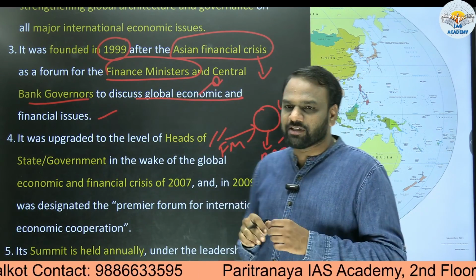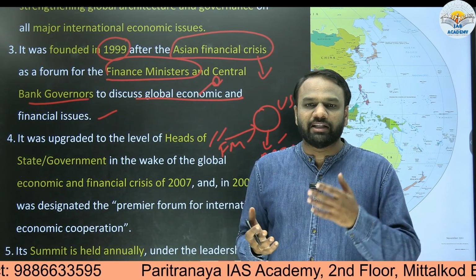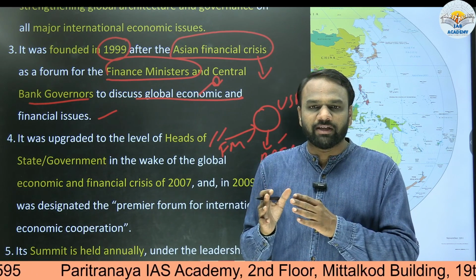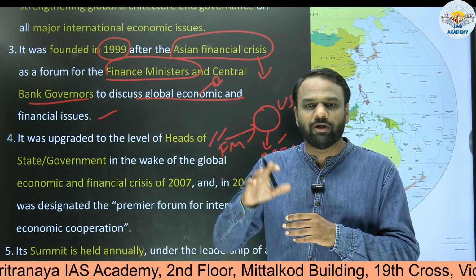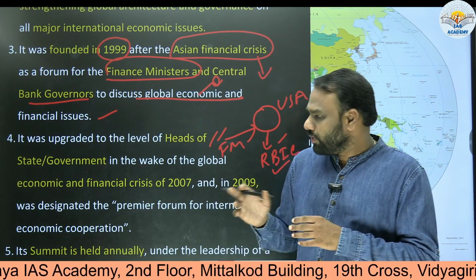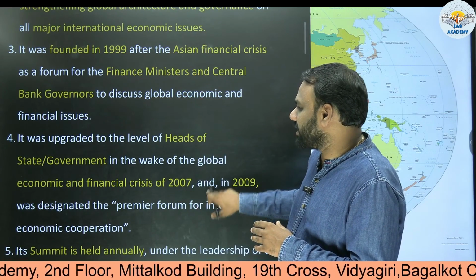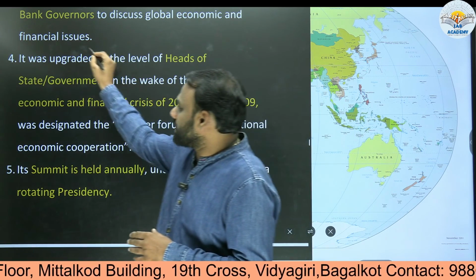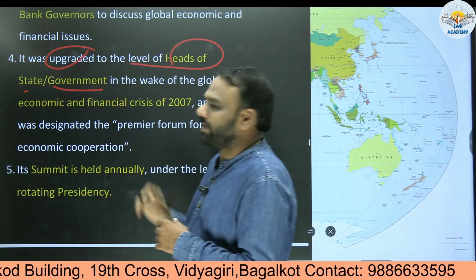But if you look at the present scenario, who is playing a major role in G20 meetings? It is either prime ministers or presidents. In some countries, the position of prime minister is powerful, whereas in a few other countries, the position of president is powerful. Whosoever is powerful, whether president or prime minister, they are being represented in recent summits. So it was upgraded to the level of heads of state or heads of government.